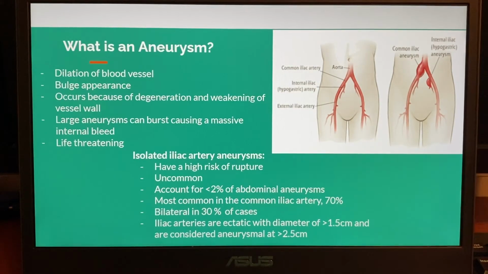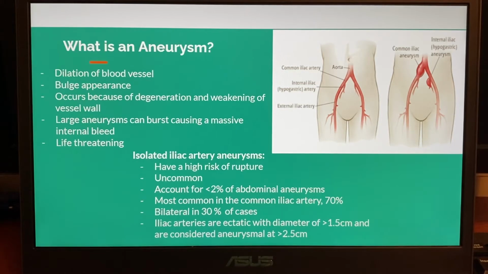So what is an aneurysm? An aneurysm is a dilation of the blood vessel that creates a bulging appearance. It occurs because of a degeneration and weakening of a vessel wall. A large aneurysm can burst, which causes massive internal bleeding and can be very life-threatening. To break it down more specifically to what our patient was diagnosed with, an isolated iliac artery aneurysm has a high rupture rate.